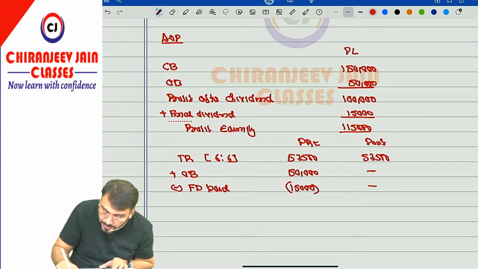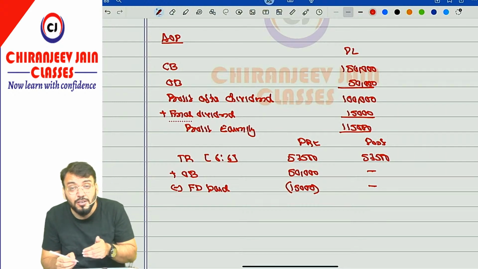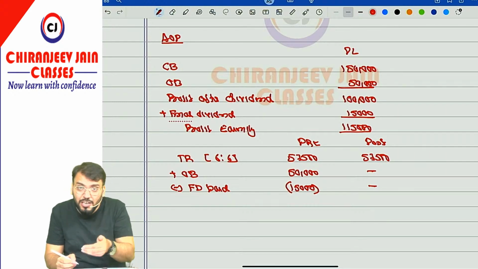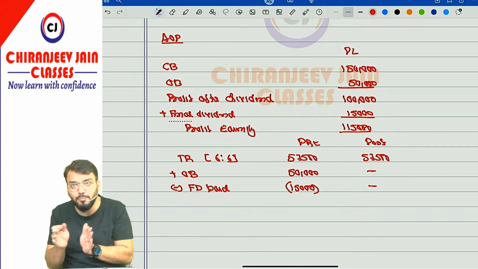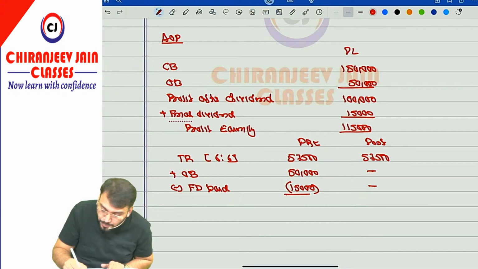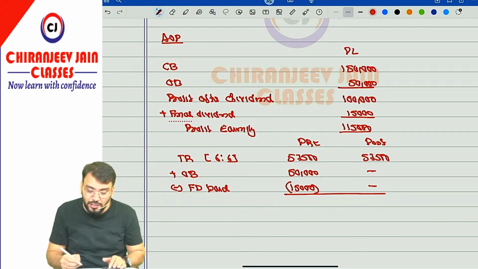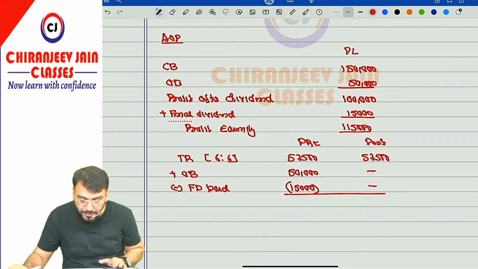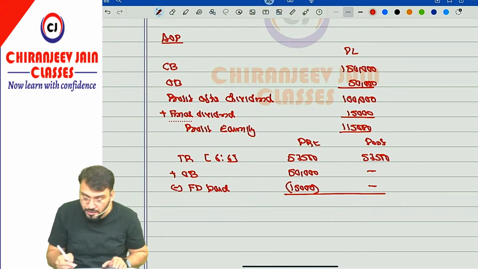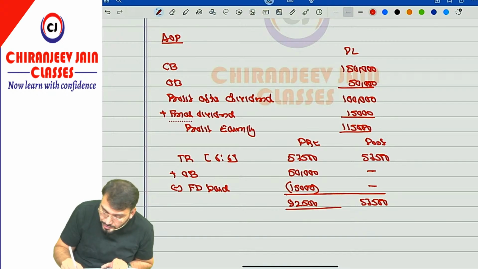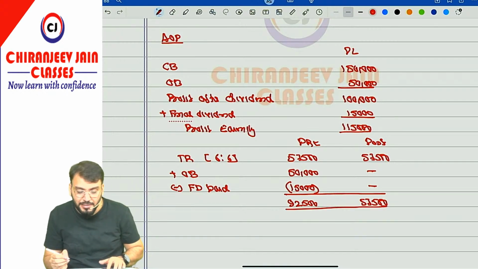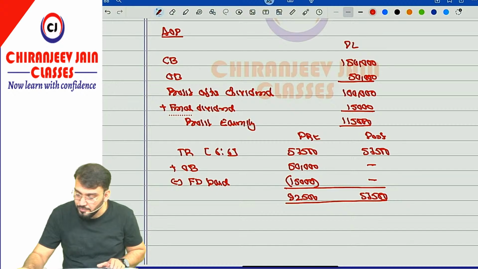Got this point? Correct? If it is declared from post-acquisition profit, then deduct from post also. There can be a situation when it is declared from post-acquisition profit also, but I hope this much you understood. So it becomes 57,500 plus 50,000 minus 15,000. How much? This becomes 92,500 and this becomes 57,500. Got this point? Any doubt?